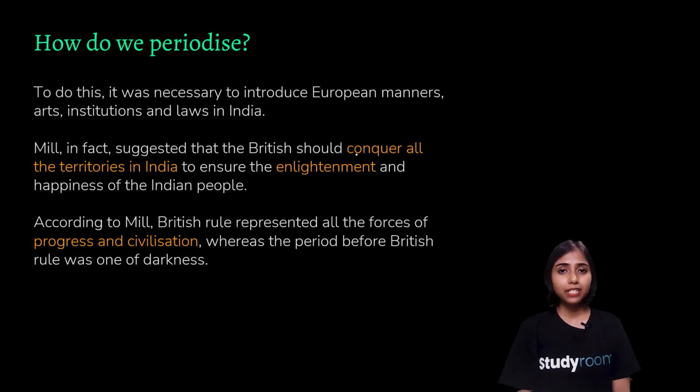Now, we can see from this account what kinds of progressive and positive things this person is thinking about the Britishers. Of course, he's thinking that Britishers should conquer all the territories in order to bring happiness to the people, in order to show them a better life, enlightenment, and laws and European manners and institutions. But from the account of an Indian, it might be seen as an encroachment. It might be seen as an encroachment on their culture, on their way of living.